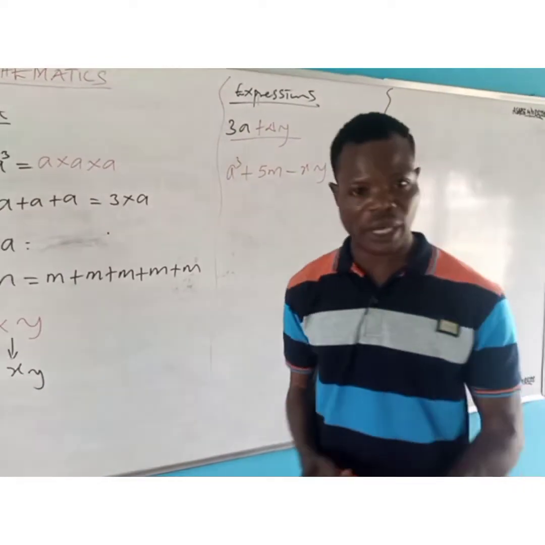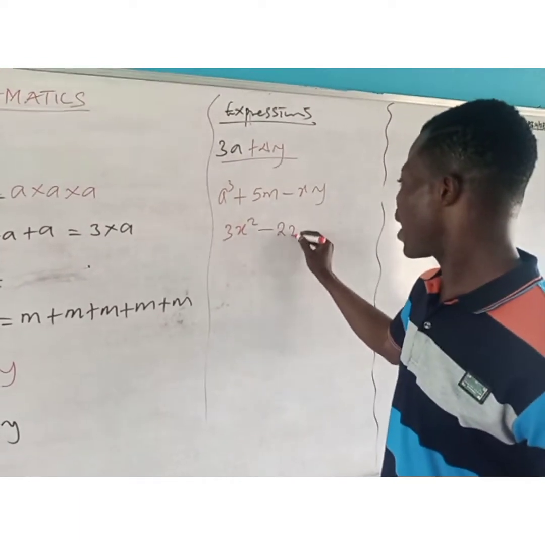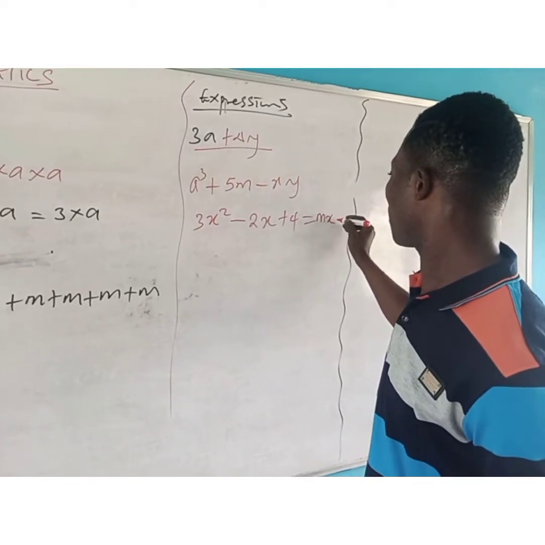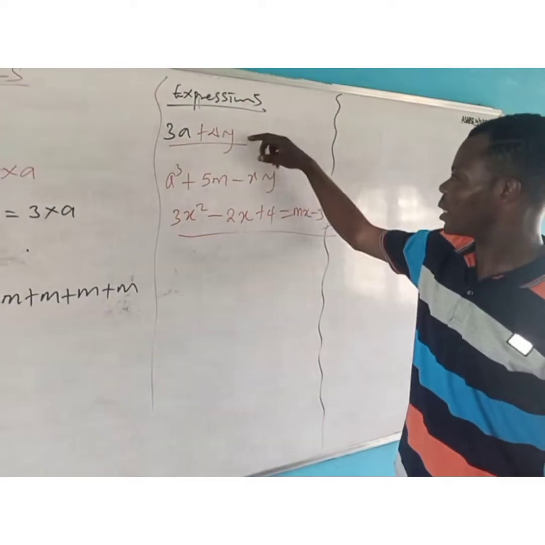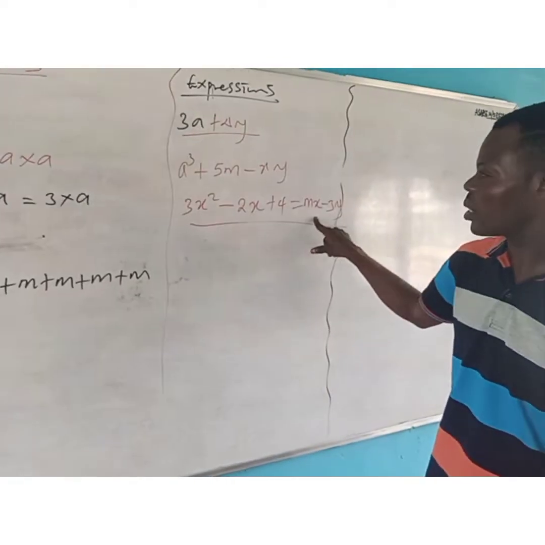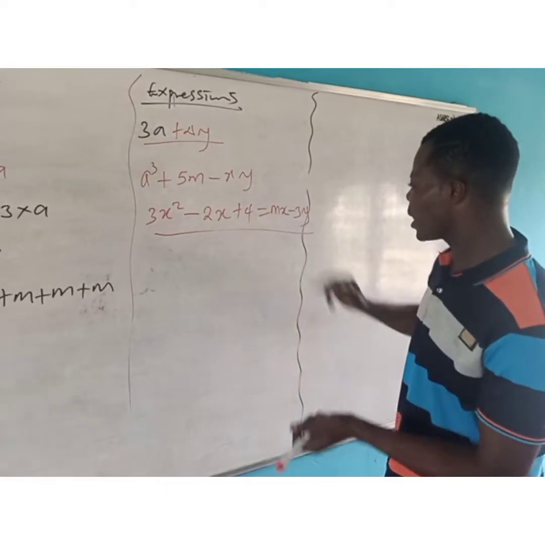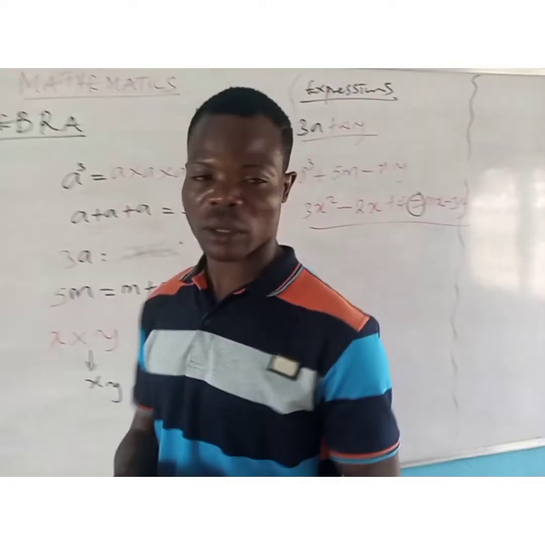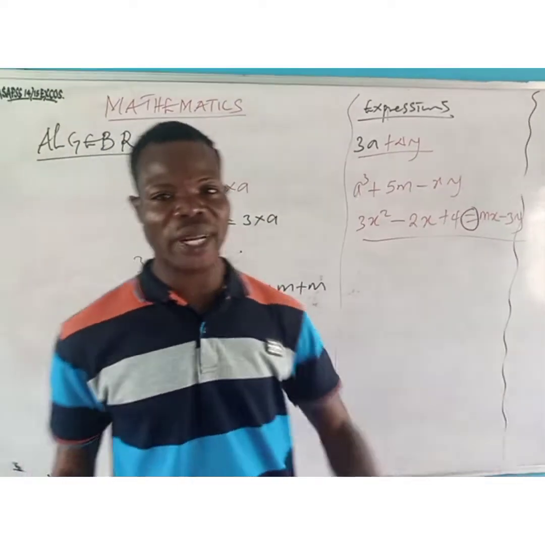We can also have algebraic equations, like let's say you have 3x squared minus 2x plus 4 equal to mx minus 3y. Do you see the difference between this and this? So these are called algebraic expressions, but this is an algebraic equation. We call it an equation because of this equality symbol here. When there is no equality symbol and you just have the operators alone, we call it an algebraic expression.